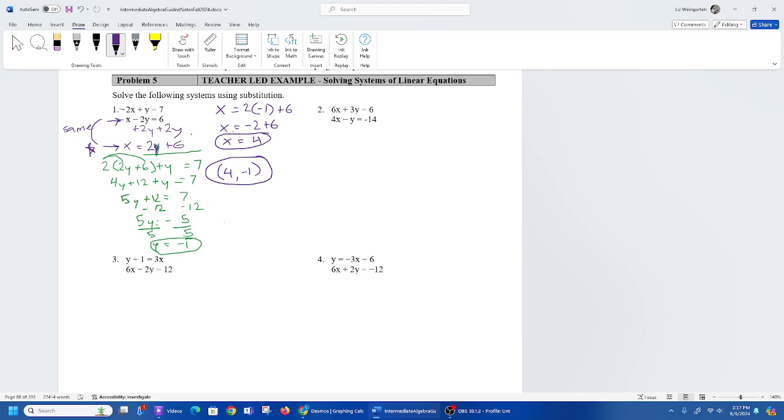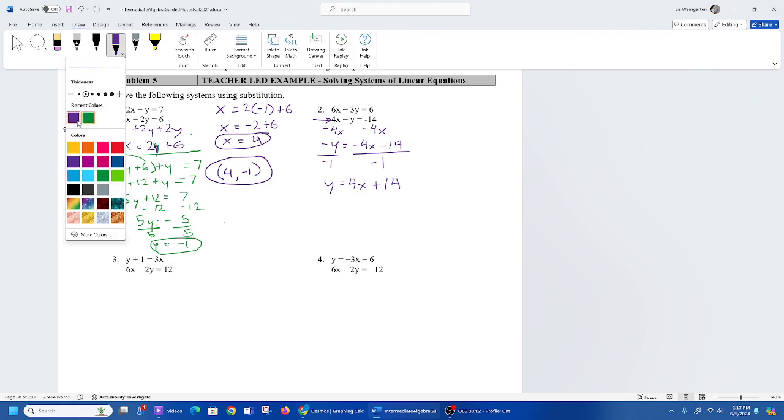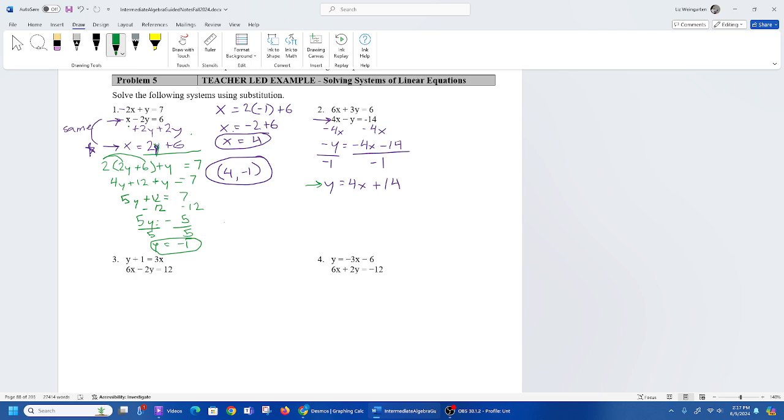In this next one, I think the simpler of the two is going to be this one. I'm going to solve for y. So I'm going to subtract 4x from both sides. Then I'm going to multiply both sides by negative 1 or divide both sides by negative 1. Both things accomplish the same goal. And we get y equals 4x plus 14. Now I'm going to use substitution and plug this into the y in this top equation.